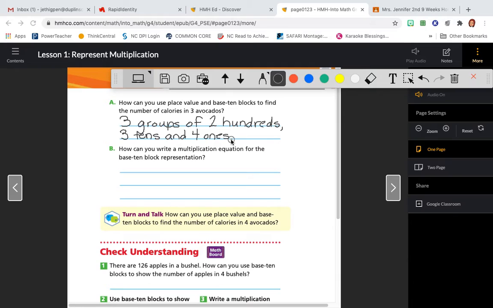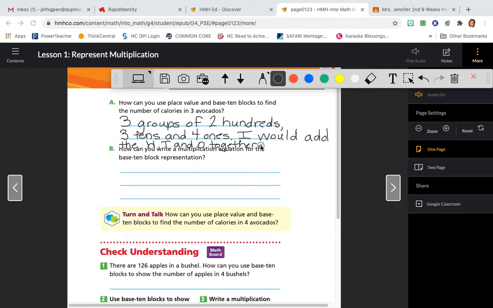Then, what are we going to do to find the number of calories in all 3 of those? You would add. So we could add, and I'm going to abbreviate this here just for space reasons. We could add the hundreds, the tens, and the ones together to find our answer.